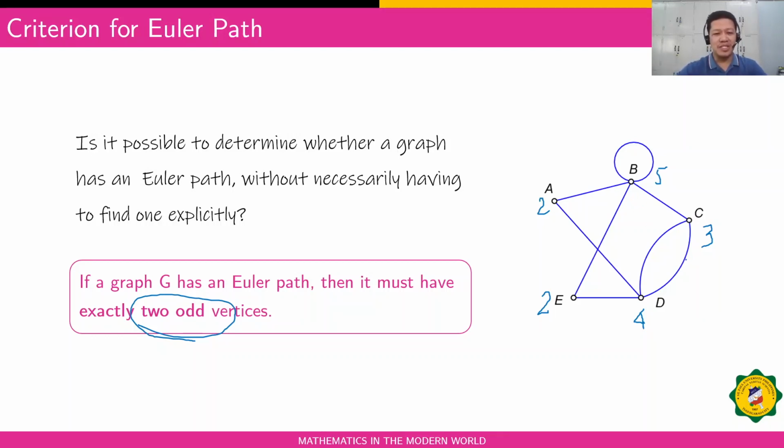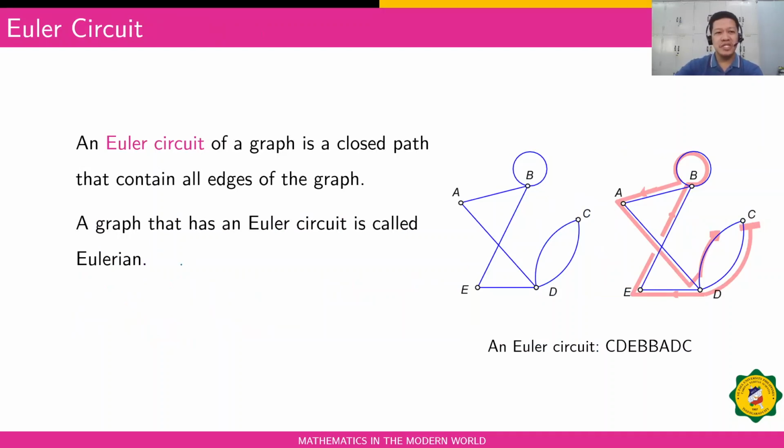We just look into the number of odd vertices. If there are exactly 2, you can actually find an Euler path in that graph. If there's 1, or 3 or more odd vertices, not an Euler path. It's exactly 2. There's the word exactly 2 odd vertices. Okay? So we now proceed to another one, Euler circuit.